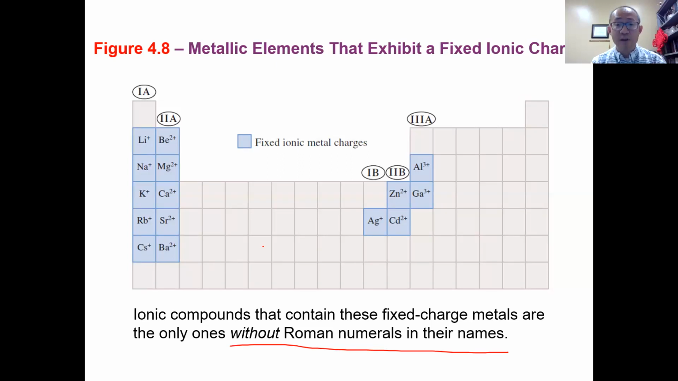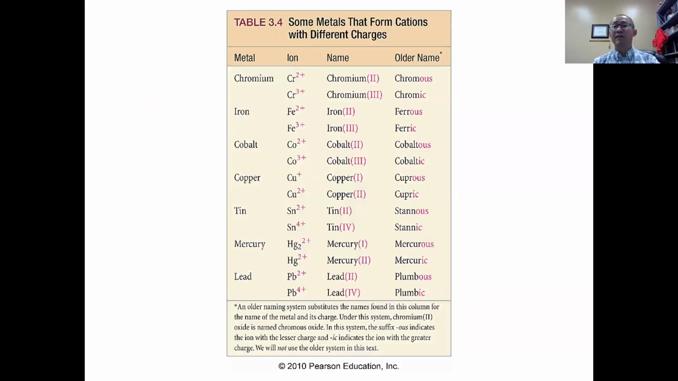How can we tell if we need a Roman number or not? Look at this chart. If it is the metal on this chart, then you do not need a parenthesis because these metals are the ones with fixed charges. And of course, metals not shown on this chart, like these ones, are the metals with variable charges. I just want to show you how many charges each metal may have. These are the common metals with variable charges.